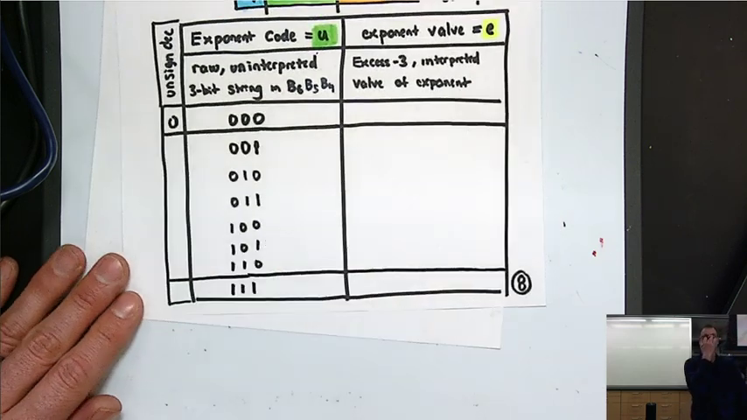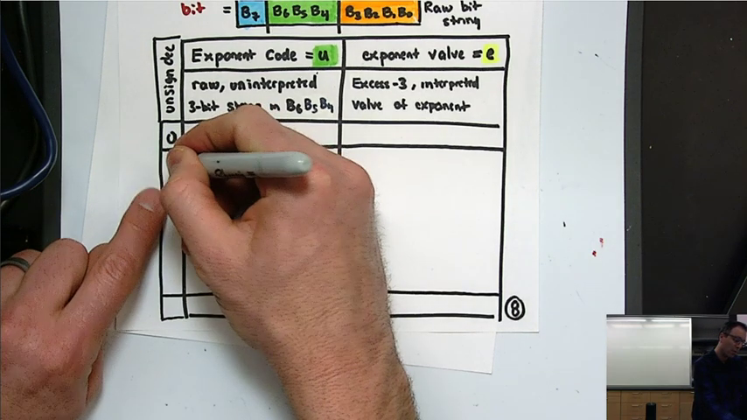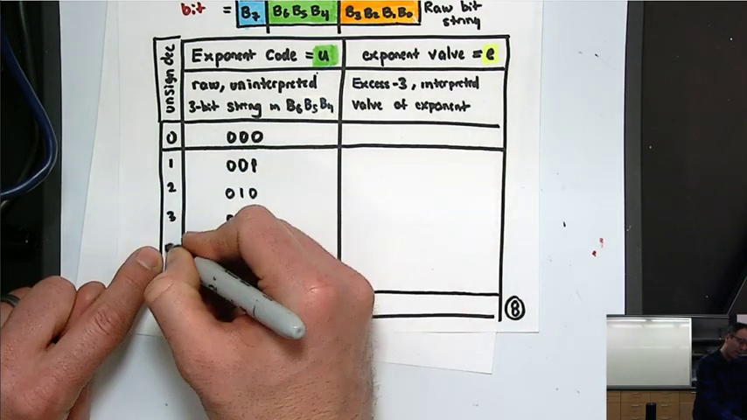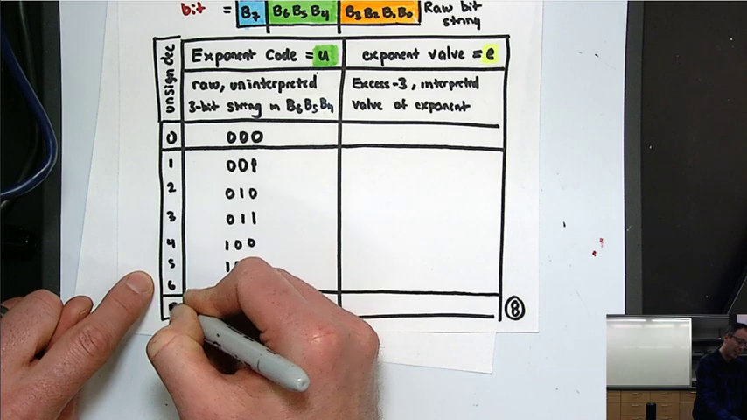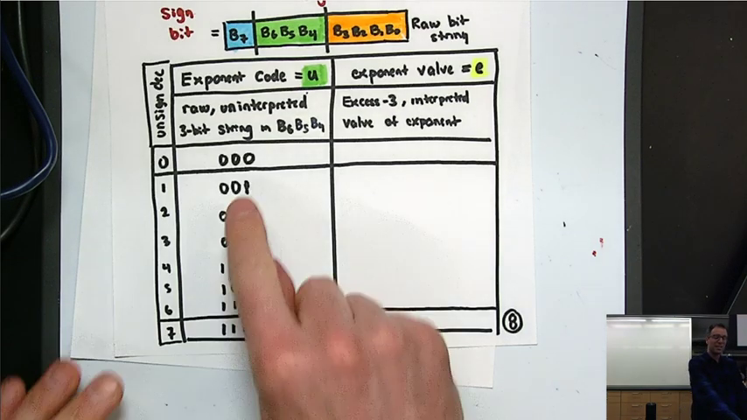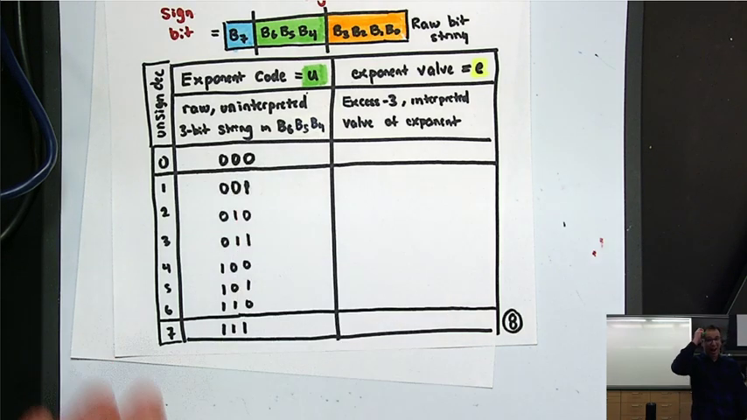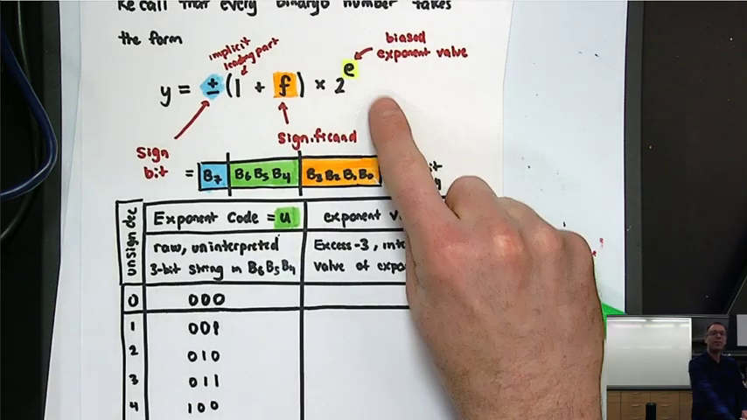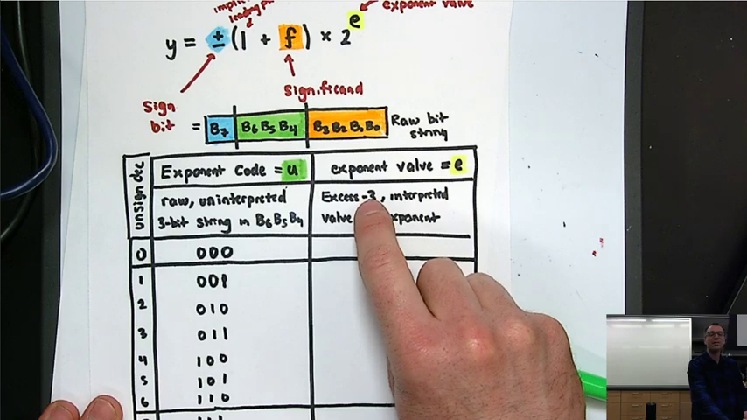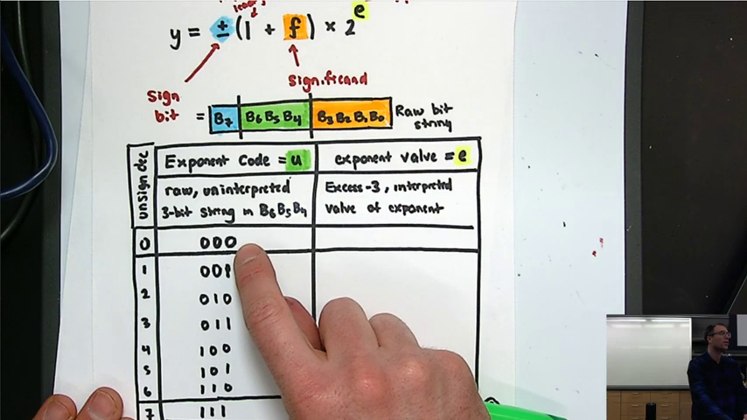Okay, what are the corresponding decimal representations of each of those? 1, 2, 3, 4, 5, 6, 7. This is the actual string of bits stored in memory. And then what we said was that the calculated value of the exponent was in excess 3 biased, which means that I take each string of bits and do what to it?